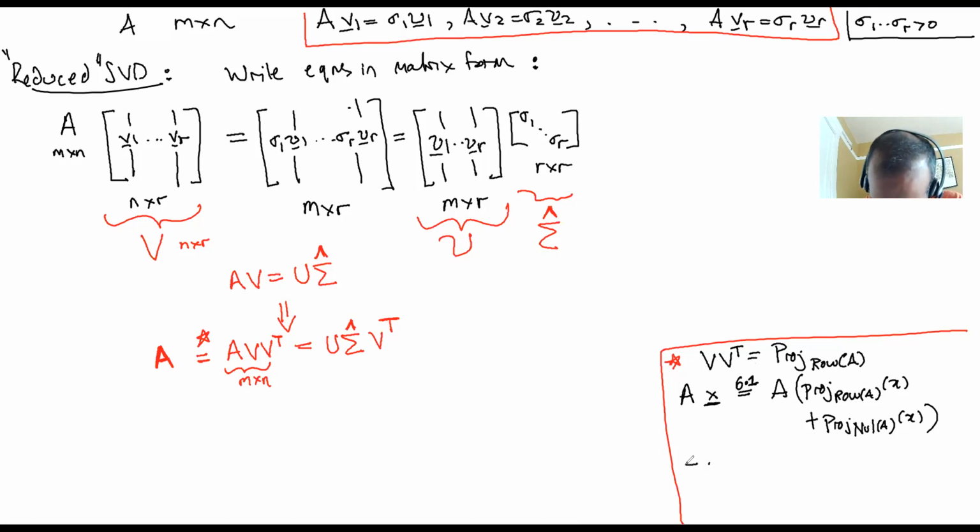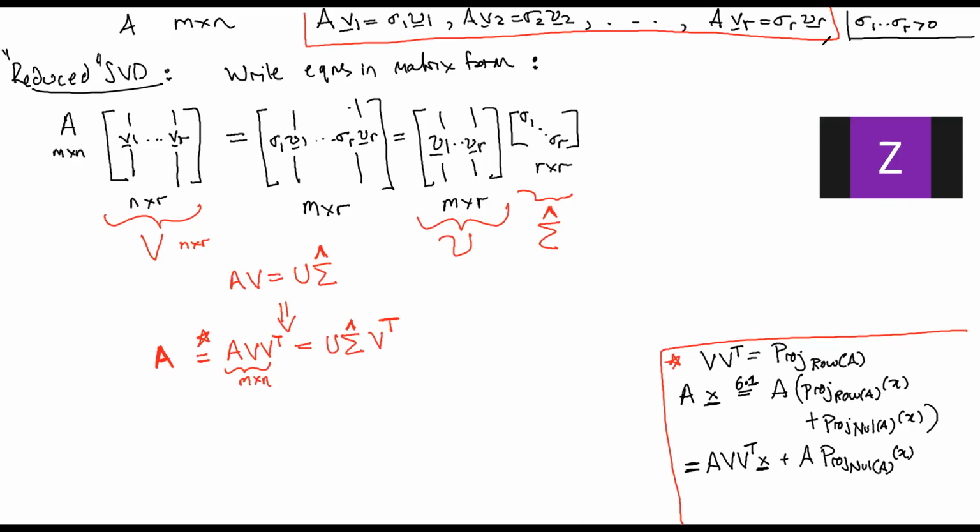But now, okay, the projection onto the row space is AVV transpose. So this is AVV transpose times X, plus A times the projection onto the null space of A times X. But what is that second term? If I project a vector onto the null space and then apply A, what am I going to get? I'm going to get a 0 vector, because A kills the null space. So this is 0. So indeed, AX is equal to AVV transpose X, and this is true for every X.